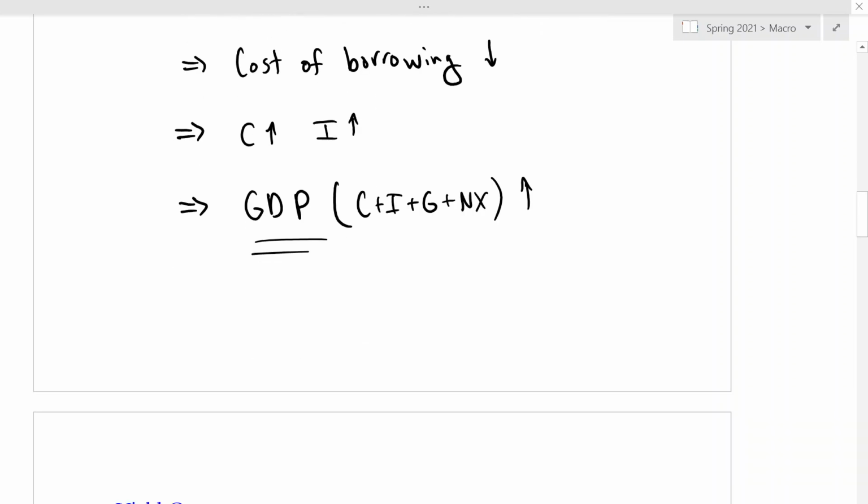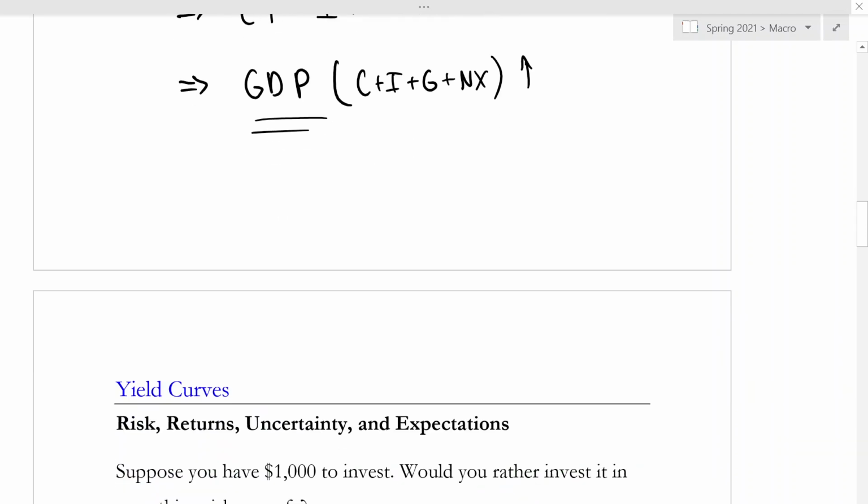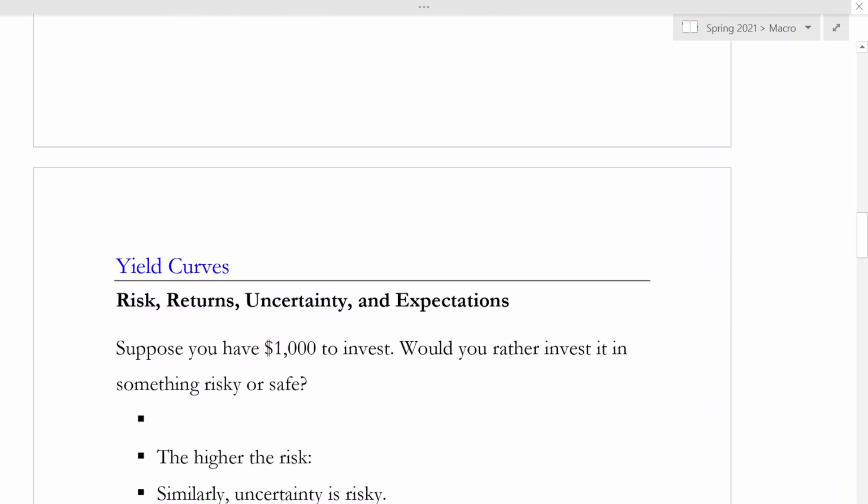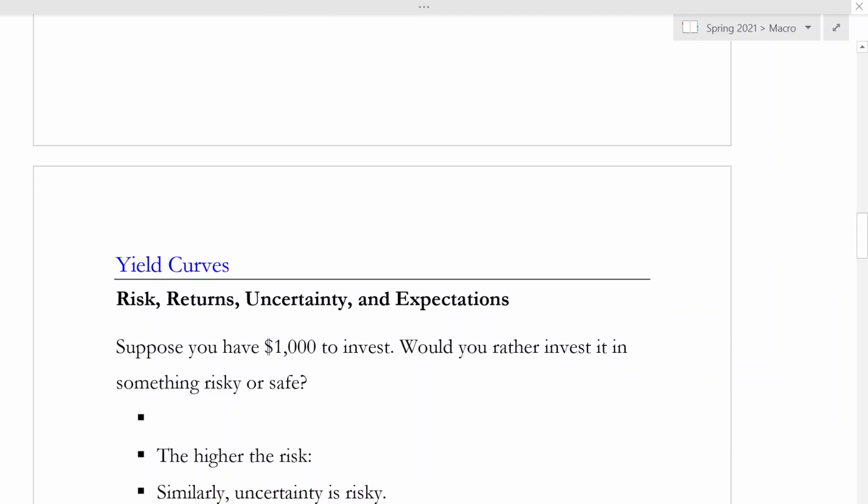Okay, now let me talk about yield curves first, but then I want to do a little bit of an extra thing related to both yield curves and open market operations to discuss what we call quantitative easing.